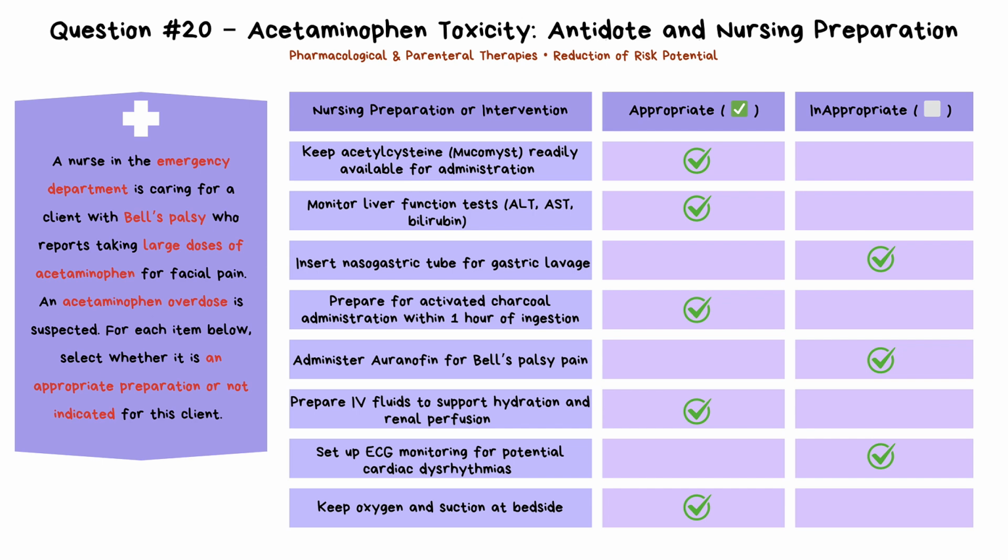Preparing for activated charcoal if ingestion occurred within the last hour. Starting IV fluids to maintain hydration and protect the kidneys. Keeping oxygen and suction ready for supportive care. Inappropriate actions include using auranofin. That's a gold compound for rheumatoid arthritis, not pain relief here. Setting up ECG monitoring. Acetaminophen doesn't cause primary cardiac toxicity. Inserting a nasogastric tube. Gastric lavage is rarely indicated unless ingestion is extremely recent and massive.